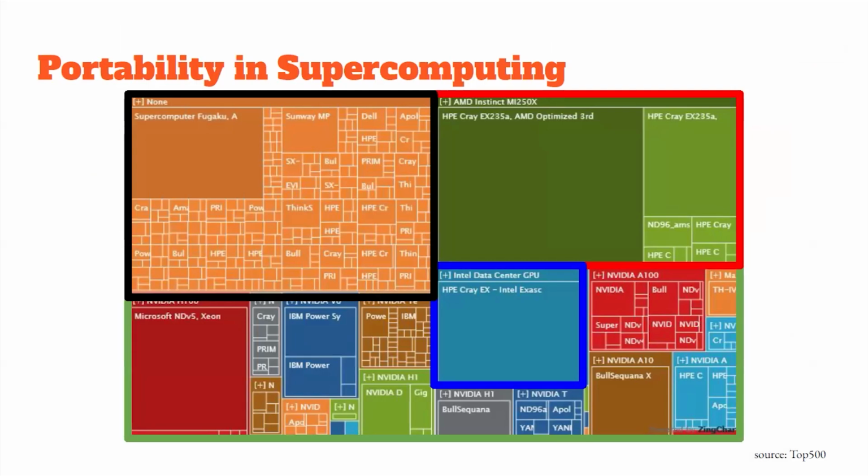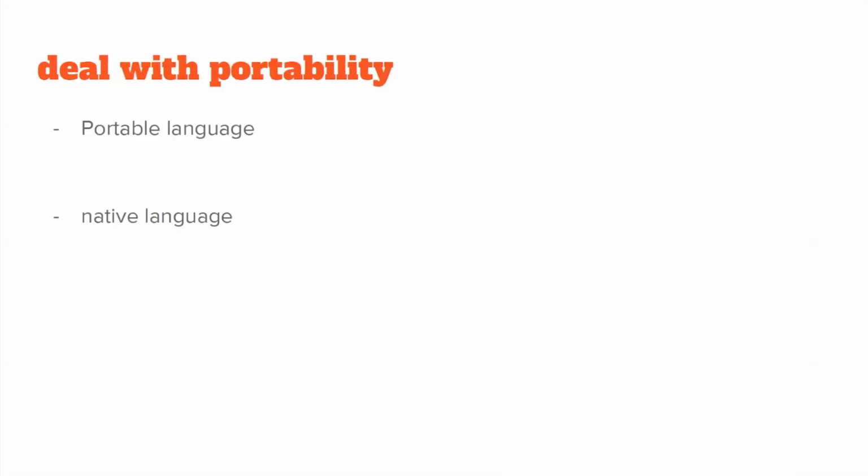This picture is the performance share from the Top500 now. The black box here is still supercomputers that use CPU parts, the red box uses AMD GPU, the blue box uses Intel GPU, and the rest use NVIDIA GPU. So in this Top500, if you only focus on one vendor's GPU, you only get maybe 1/4 or 1/3 of the performance in the Top500 here. So we need to deal with the portability.